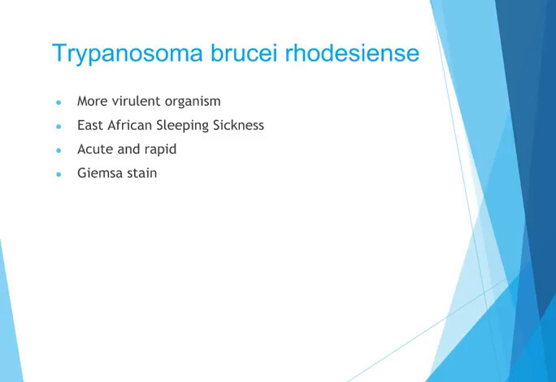Okay, the next one is Trypanosoma brucei rhodesiense, and this one is the more virulent organism and can cause a worse infection. This one is the cause of East African sleeping sickness, and this disease is usually more rapid and acute. The patients get sicker faster. It has the same diagnosis. You do a slide, and it can spread to the other organs. The patients don't have the enlarged lymph nodes, though.